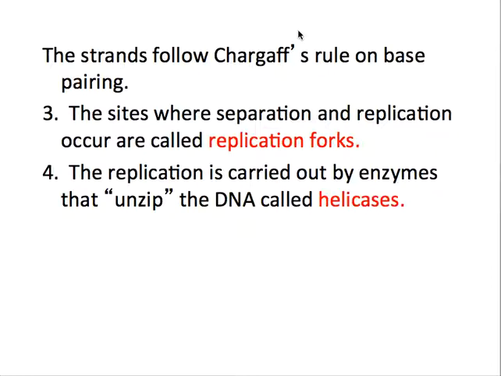The sites where separation and replication occur are called replication forks, and the replication is carried out by enzymes that unzip. Remember those hydrogen bonds in the middle of the ladder are going to be a weak bond. So we have this enzyme called helicase, and helicase is going to break the hydrogen bonds, in effect unzipping the DNA molecule. So we now have two separate strands instead of one double strand.